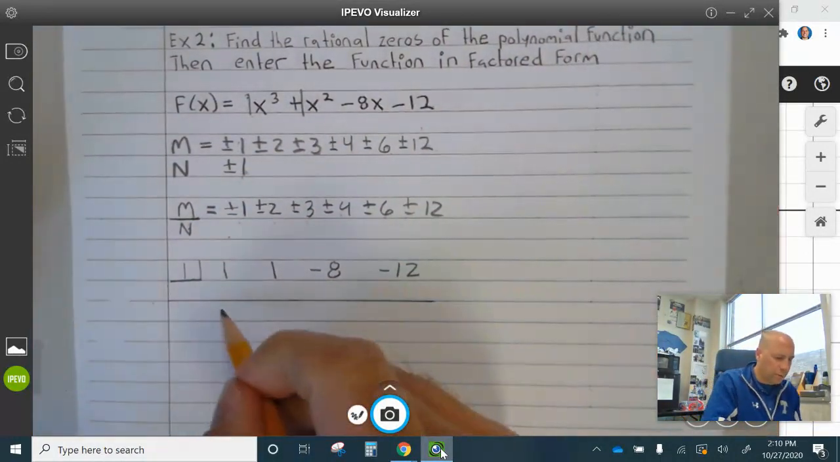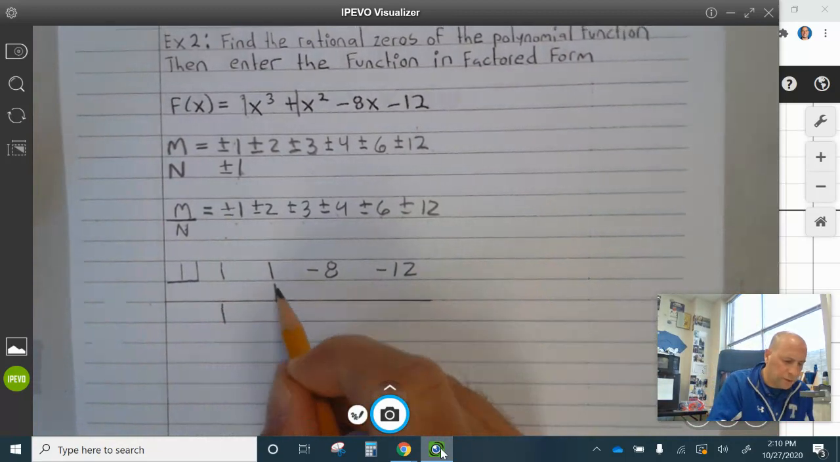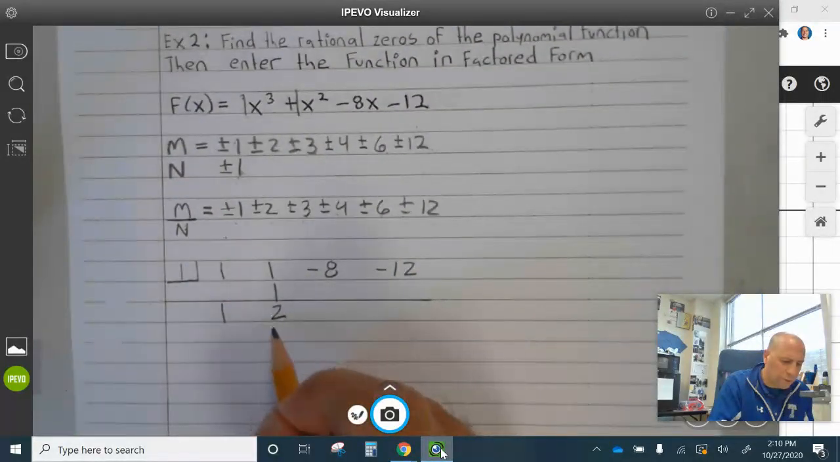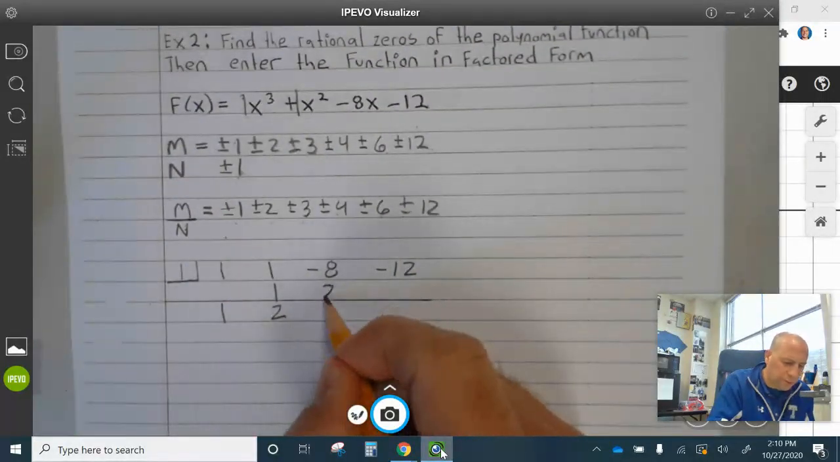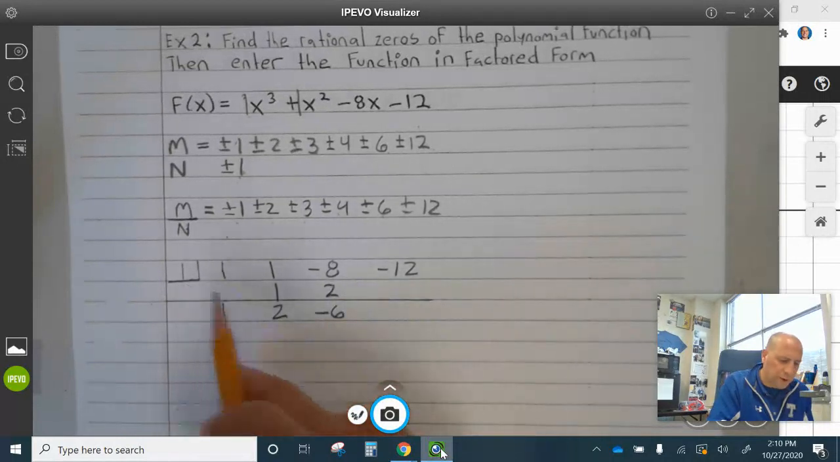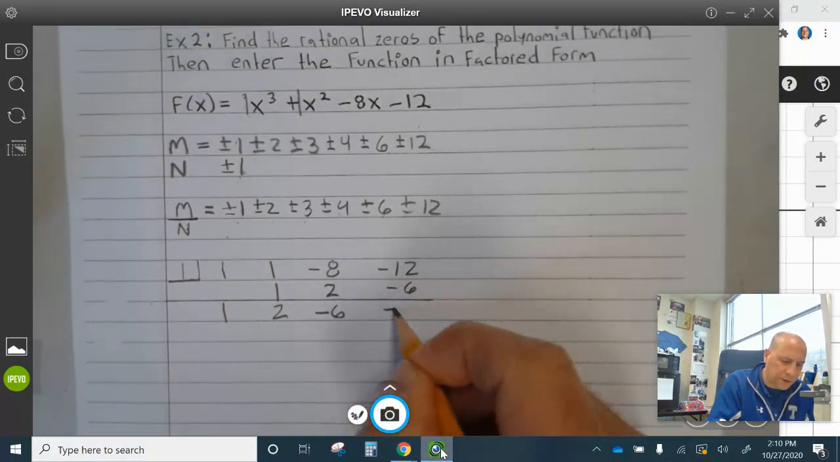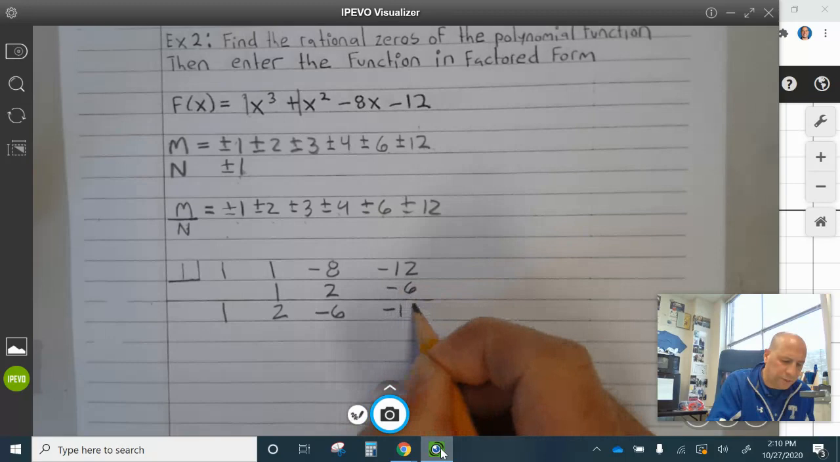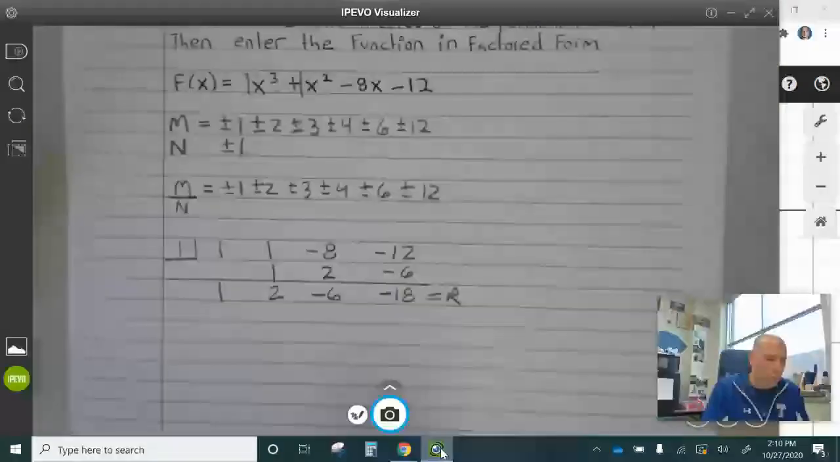Okay, so bring down the 1. 1 times 1 is 1. 1 and 1 is 2. 1 times 2 is 2. -6, when you combine, 1 and -6 is -6. That combines to be -18. The remainder is -18. 1 is not a 0.